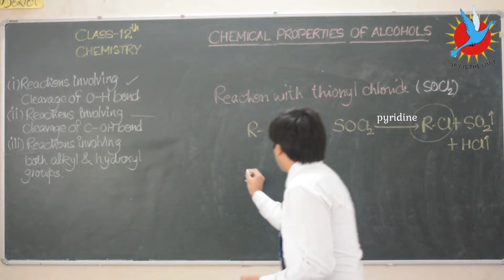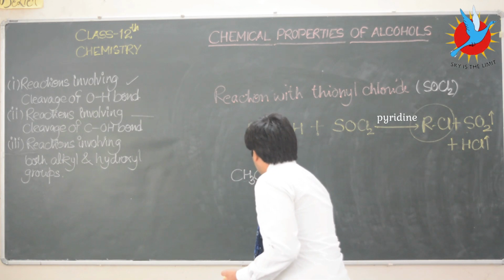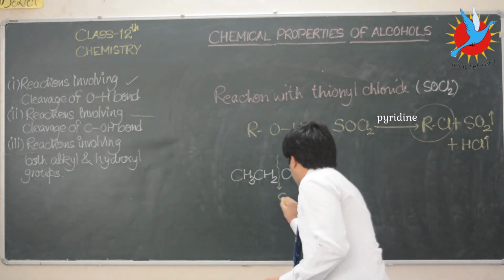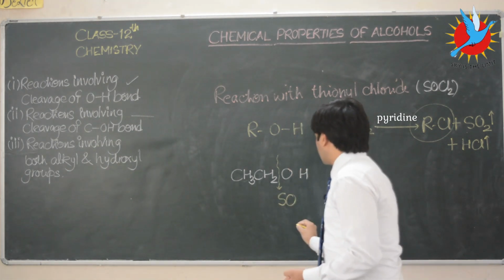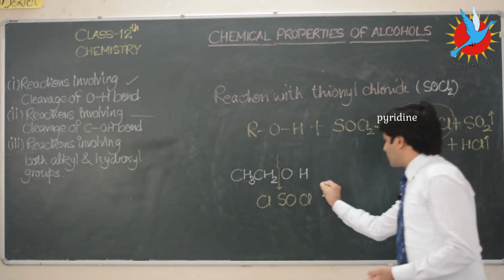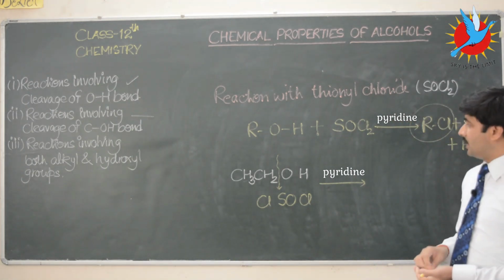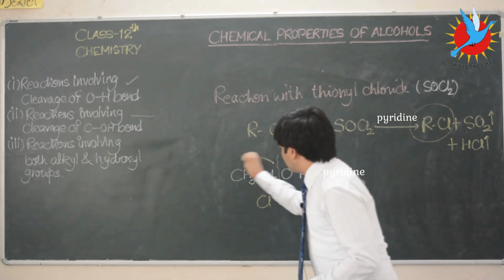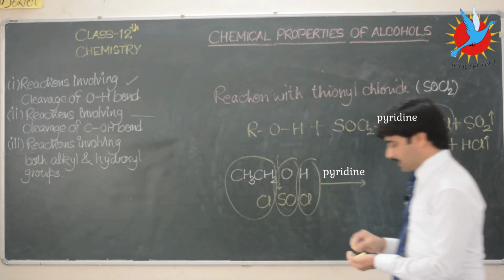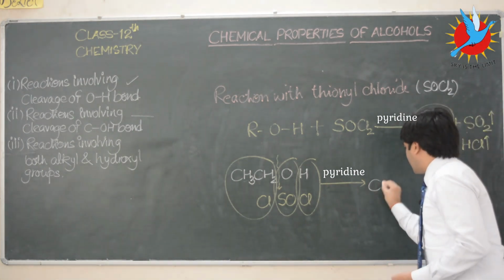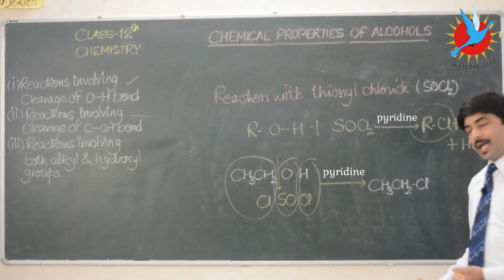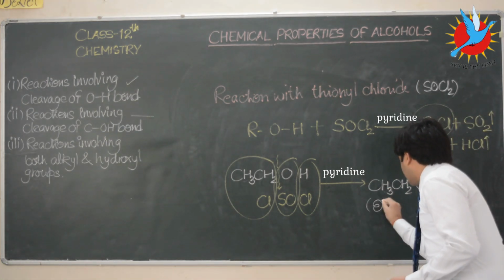So I am taking the example of ethyl alcohol, CH3CH2OH, and we have to write SOCl2. In this way we have to write SOCl2 so that we can predict the product very easily. The products will be CH3CH2Cl, a type of alkyl halide, and the name of this alkyl halide is ethyl chloride.